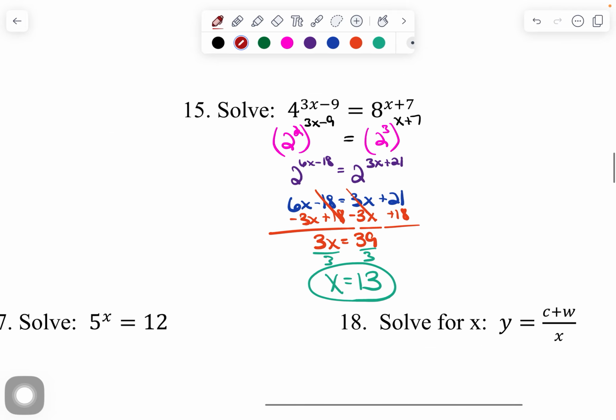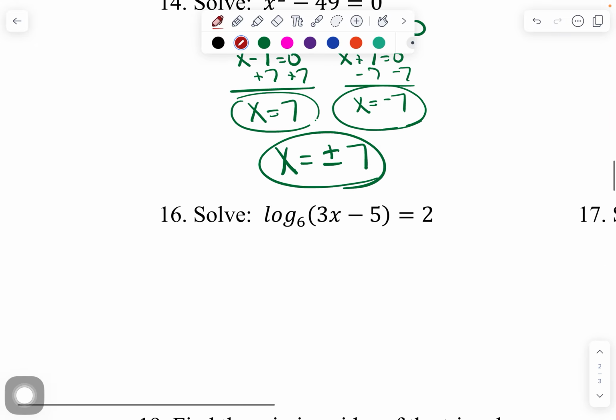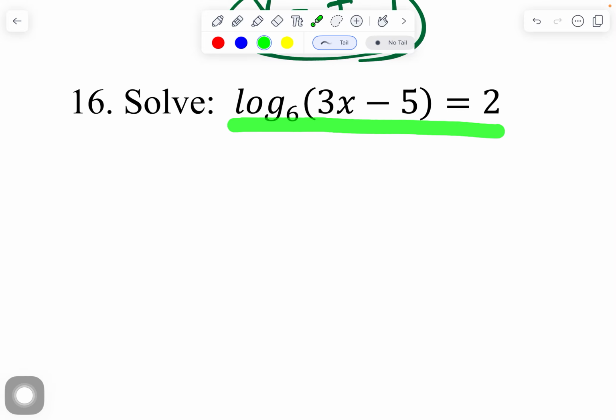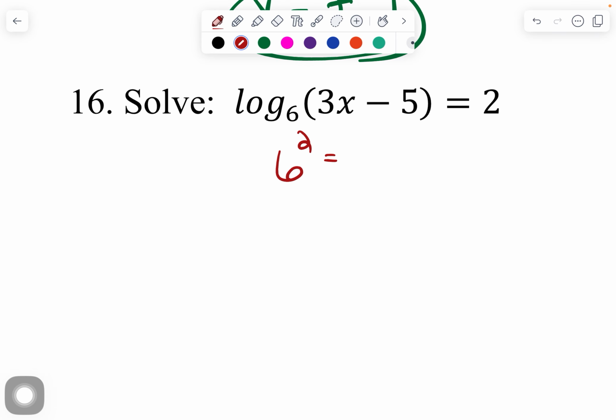I'm going to keep rolling right on along here. Let's see what we got. Ooh, problem number 16, a little bit of logarithm. So here's the thing. Not a huge fan of this the way it's written, so I'm going to take this log equation, I'm going to turn it exponential. So my base is 6. My exponent is what the log is equal to. So it's going to be 6 squared equals, and it equals this log argument. So this is going to equal 3 to the x minus 5.